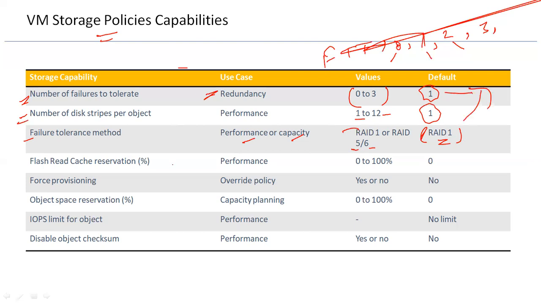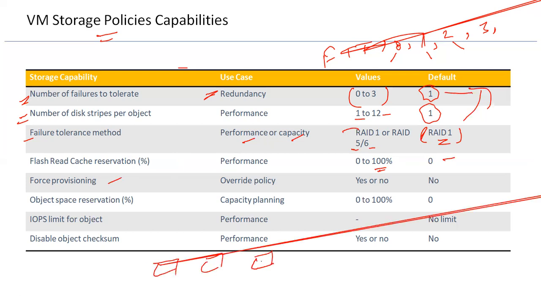Flash read cache reservation: normally there is no flash read cache reservation. If we want to keep some reservation for the host for higher read performance, we can increase this value from 0 to 100%. Force provisioning: suppose we are following an FTT 1 RAID 1 policy, which requires a bare minimum of 3 nodes, but we don't have 3 nodes and still want to create the object. Then we can enable force provisioning. By default, it is not enabled in any storage policy.